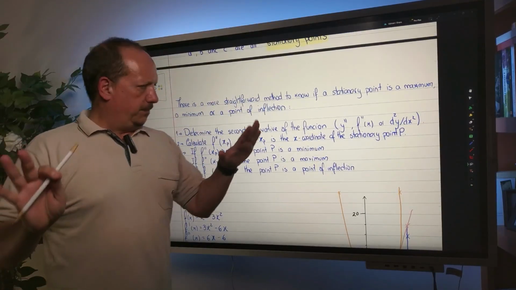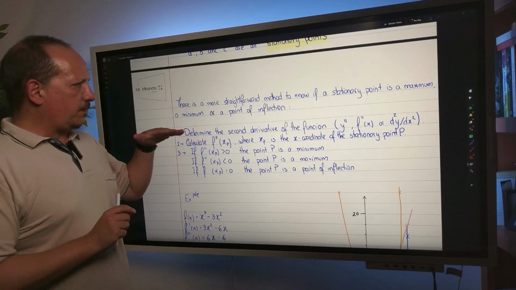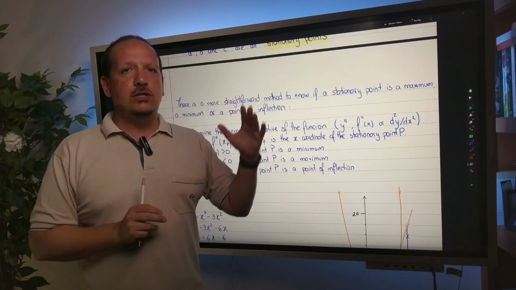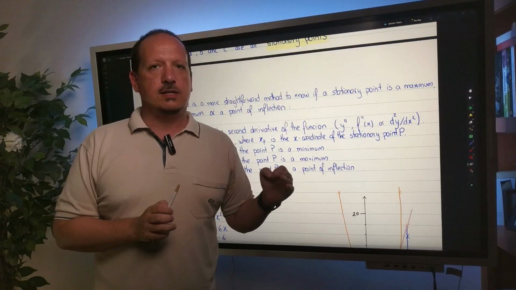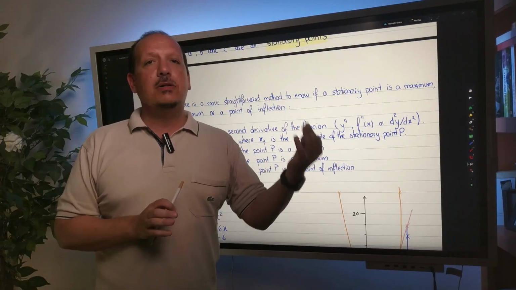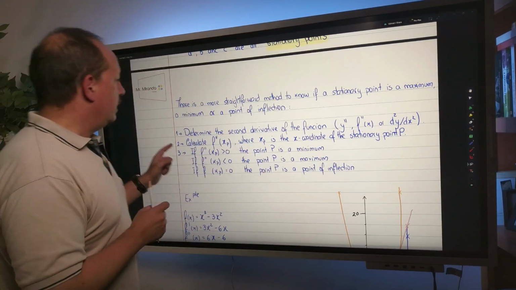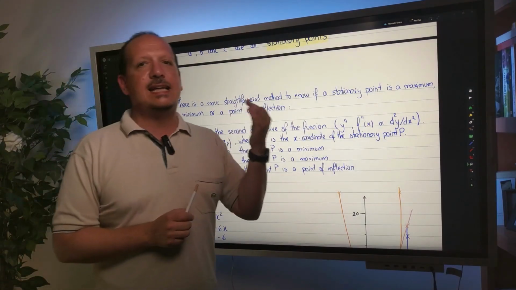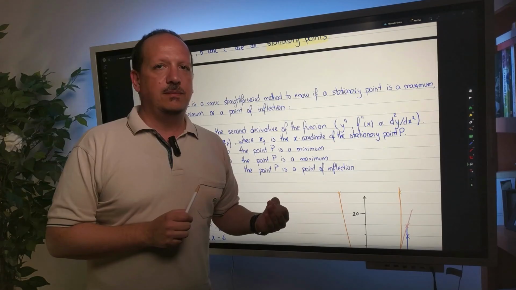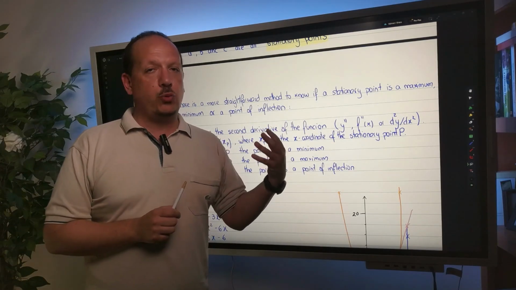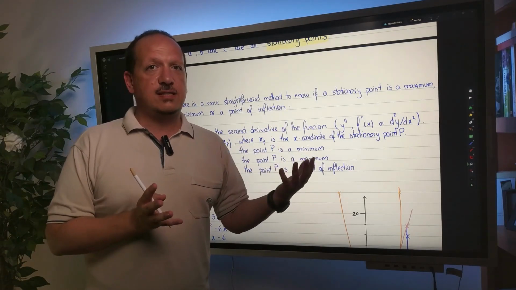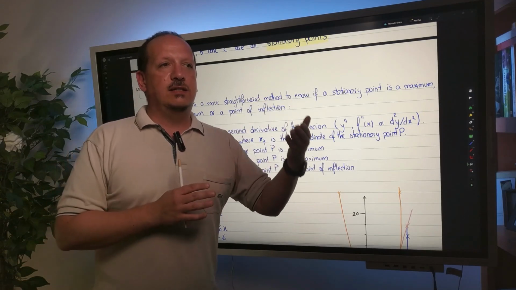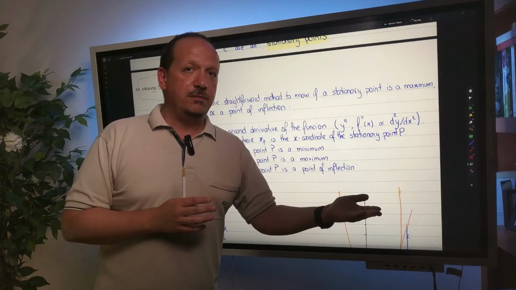What is the method? The method is this. At this point, don't forget, you already know the coordinates of the stationary points. You are just being asked about its nature. So what do you do? You differentiate the function of the gradients again. So you find the second derivative. Second derivative means what it suggests. It's the derivative of the derivative.